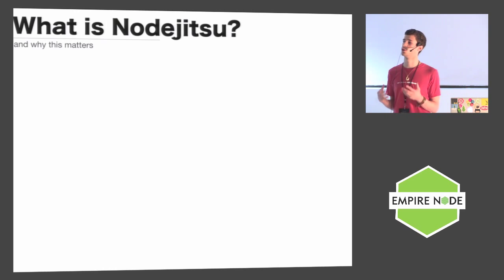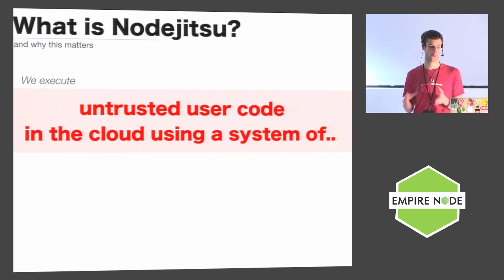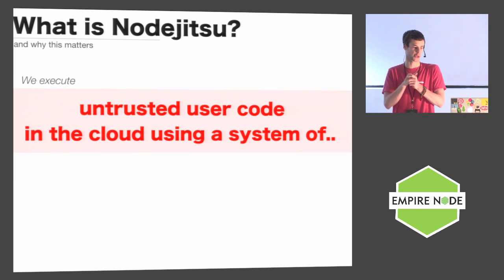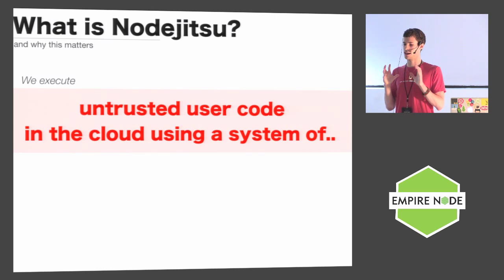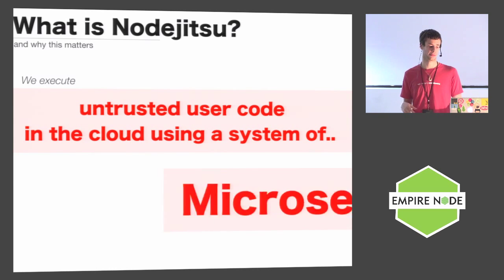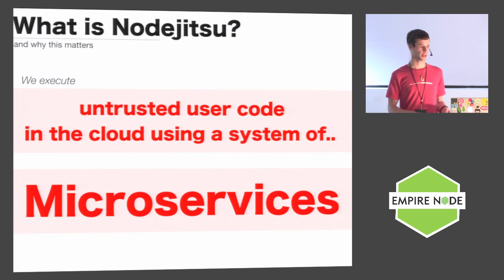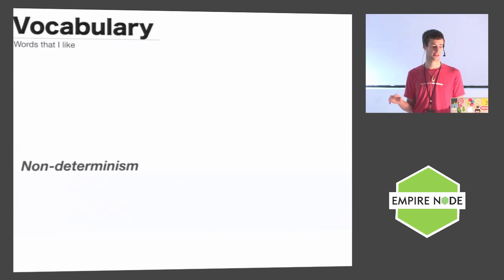So for those of you who don't know Nodejitsu, we run a platform as a service, or as we like to describe it, we execute untrusted JavaScript in the cloud on arbitrary servers that we run. And if you've never done this before, this is at the root of some of my favorite vocabulary. And we do this using a system composed of microservices. And I want to get into this vocabulary that I will be using quite often.